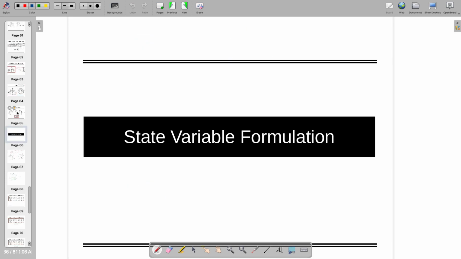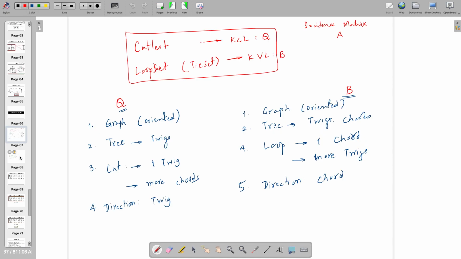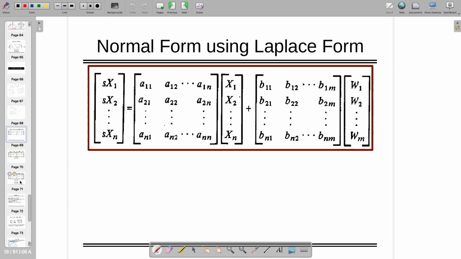so the topic which was left was the state variable formulation method. It's a very simple thing, not so complicated, but you should know these things very well. If you know these things, then it's easy to write the state variable formulation also. So what state variable formulation says, those who are studying control theory will also see such kind of matrix.